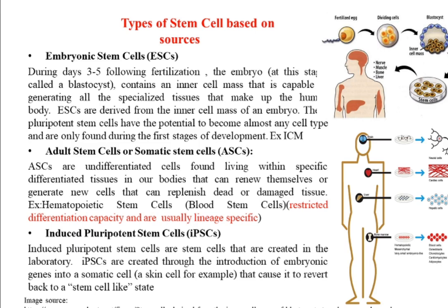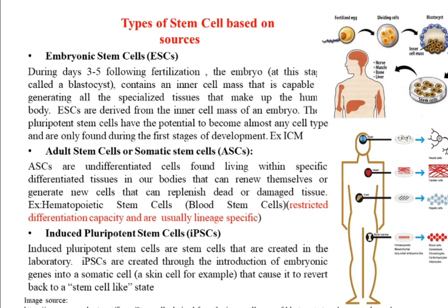The embryonic stem cells, as its name indicates, embryonic. So, origin, that is source of this stem cell, is going to be an embryo. And then the second type is the adult stem cells, which is also called the somatic stem cells. So based on the sources, one is embryonic stem cell and the second one is the adult stem cell.